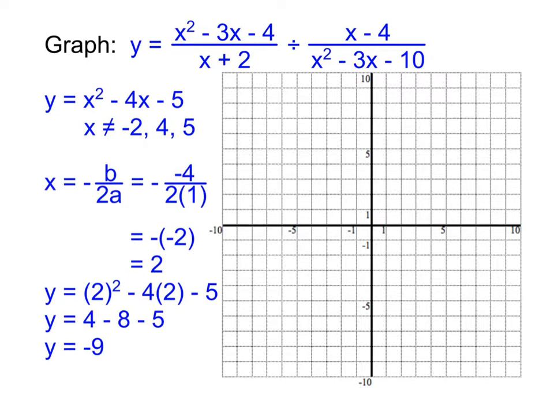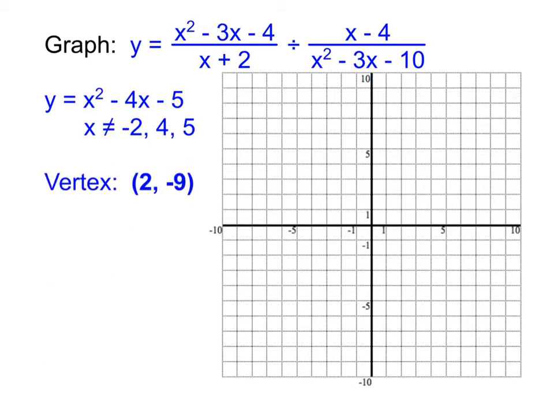And so we do all that work and we find that y equals negative 9. Yeah, we're dealing with these rational equations, but all of a sudden, yes, we got to remember our quadratics. All right, so we now know our vertex is at 2, negative 9. So I can go ahead and plot that point.